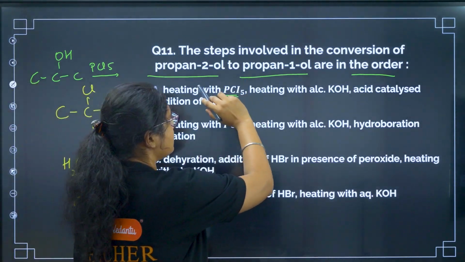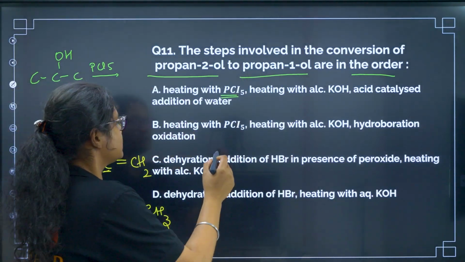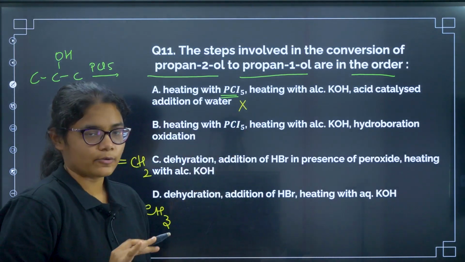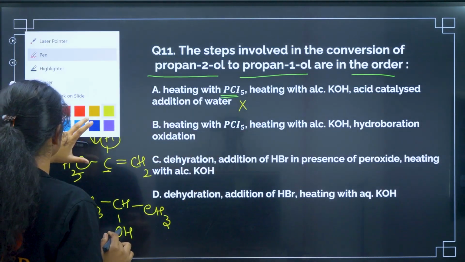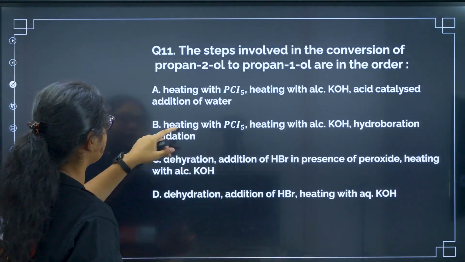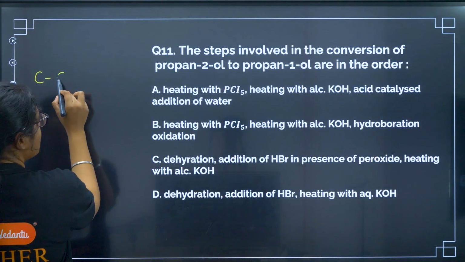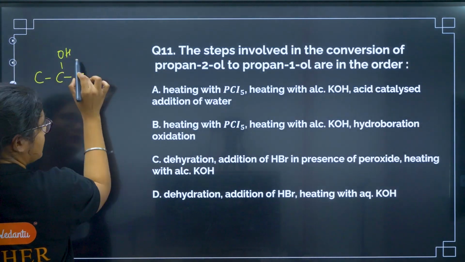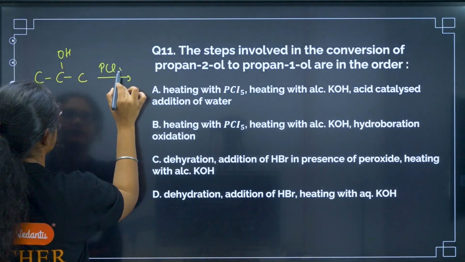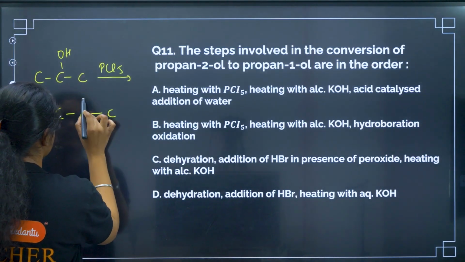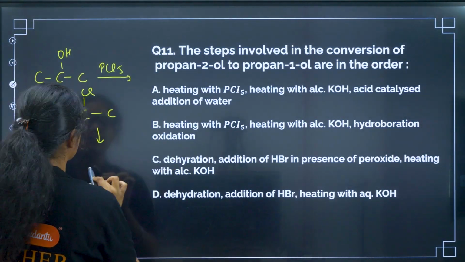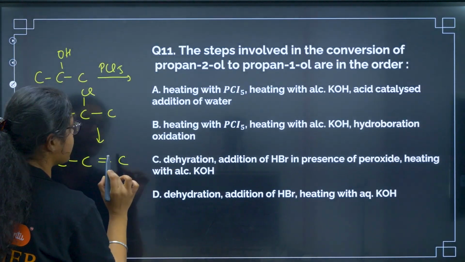But we want propan-2-ol to propan-1-ol. So this step is wrong. Now let us see the next one. If we have again propan-2-ol, and then treating with PCl5 will change OH to Cl, and then we have heating with alcoholic KOH, so we will get this one.